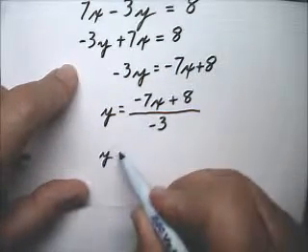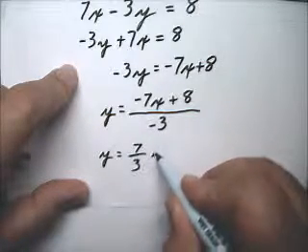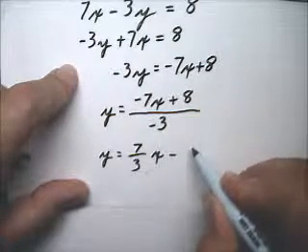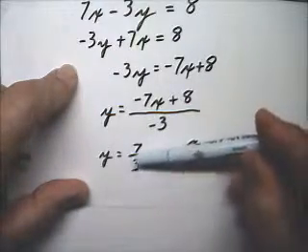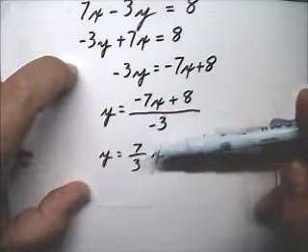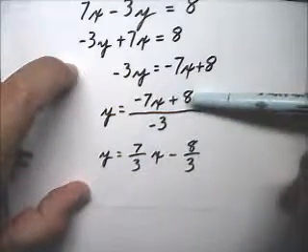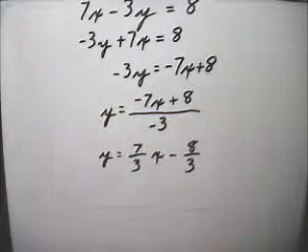But to simplify a little bit, this would be 7/3 x minus 8/3. Now this turned into a positive because negative divided by a negative is positive, and this is negative because a positive divided by a negative is a negative.